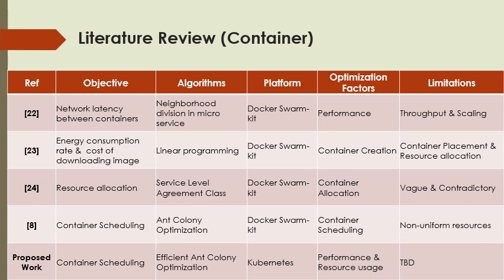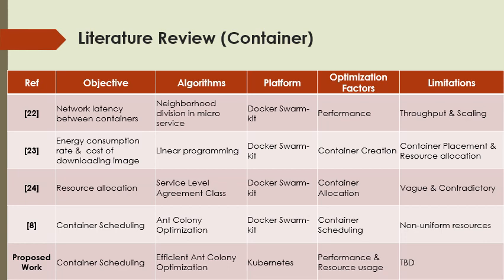In the first paper, the objective was to reduce the network latency between containers using the neighborhood division in microservice algorithm. The factor of optimization was performance. The limitations were related to throughput and scaling. In the next paper, the objective was to reduce the energy consumption rate and the cost associated with downloading the container images from the container repository. The algorithm used was linear programming. The factor of optimization was container creation. The limitations were related to container placements and resource allocation.